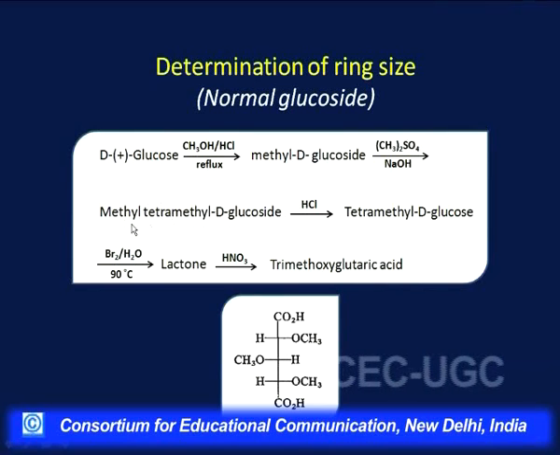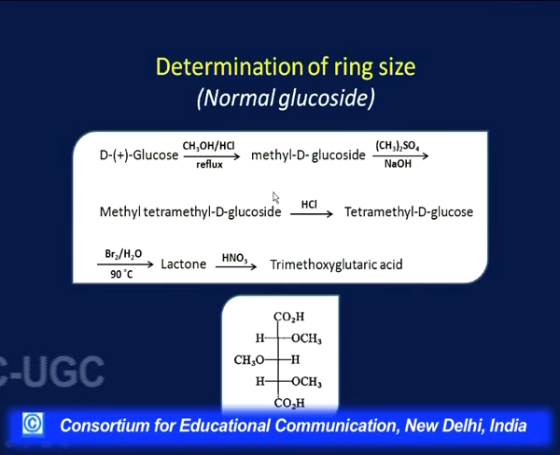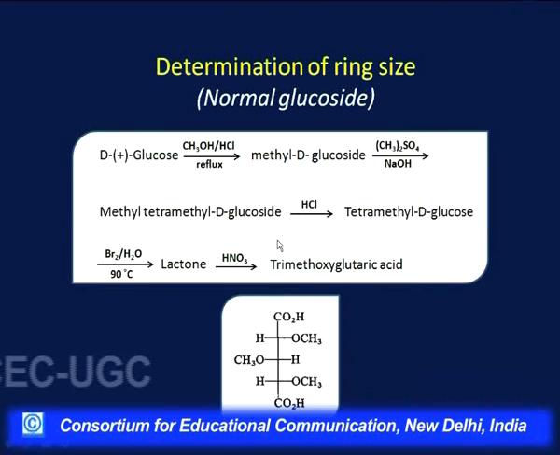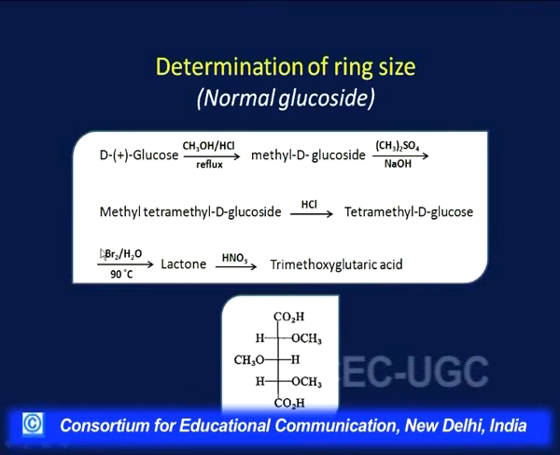We are writing these two methyls separately just to indicate that this is the methyl which is present initially in the glucoside. Then it is hydrolyzed by HCl. Now, on hydrolysis what happens? Again this glycosidic linkage breaks, and the methyl that was written separately is lost, and we get tetramethyl D-glucose. This tetramethyl glucose was oxidized with bromine, and a lactone was formed.